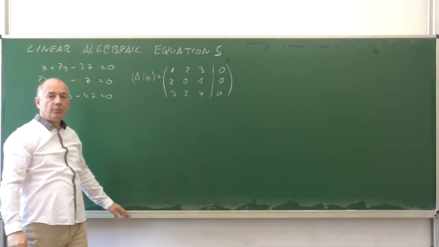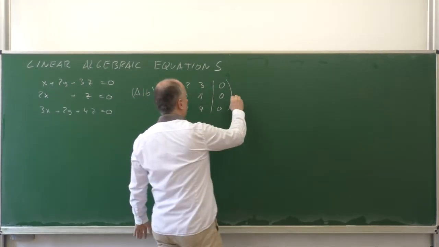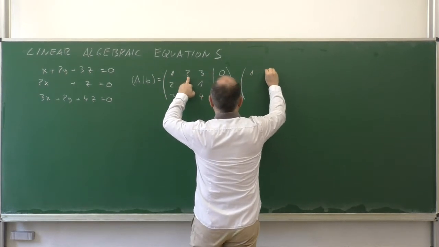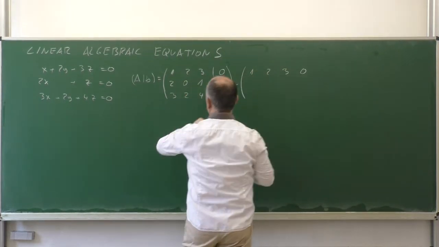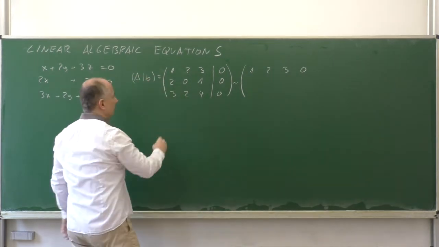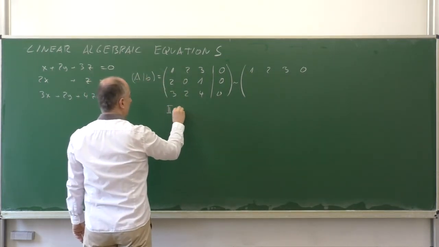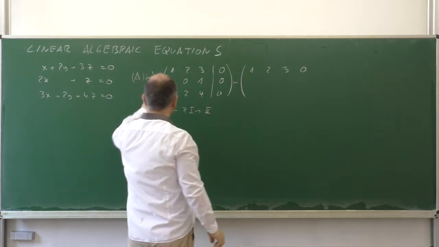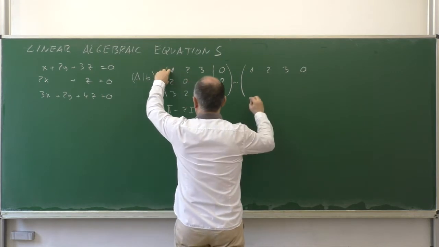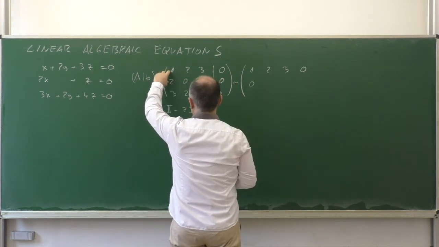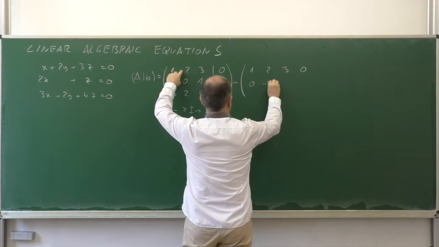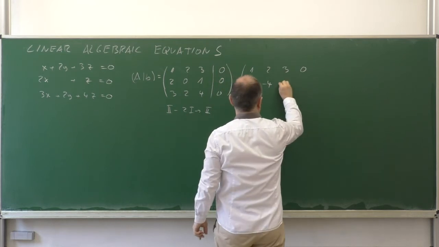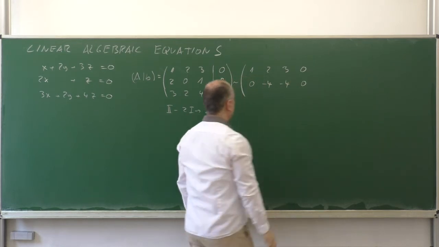Well, and we bring this matrix to the upper triangle form by Gaussian elimination. So we copy the first row, 1, 2, 3, 0. And then to get rid of 2, we take the second row and we subtract 2 times the first one. And we have 2 minus 2 is 0. 0 minus 4 is minus 4. And 1 minus 6 is minus 5 and 0.